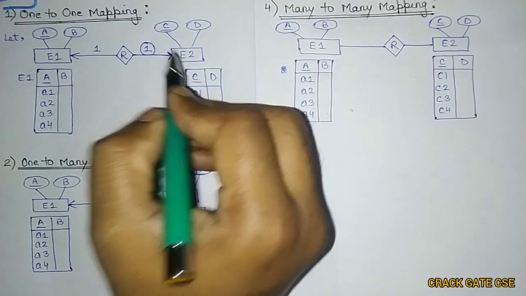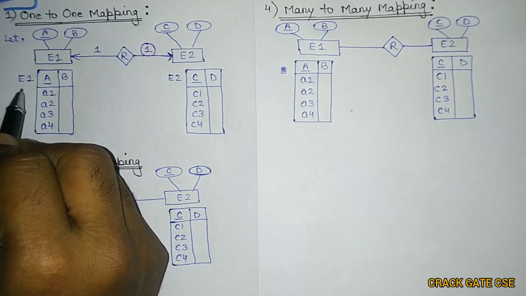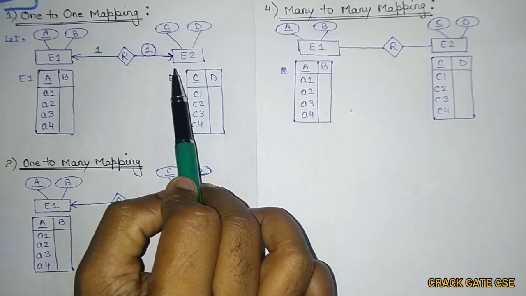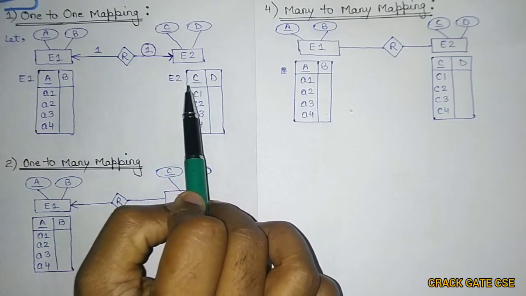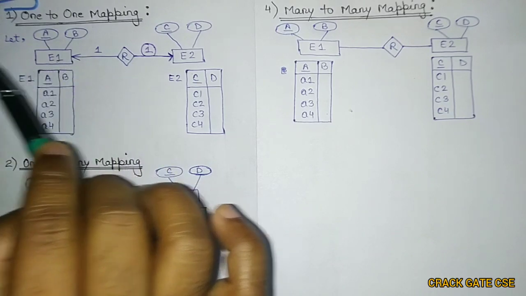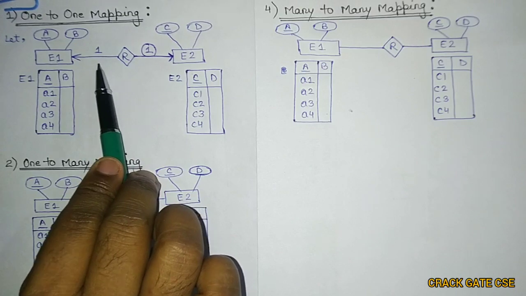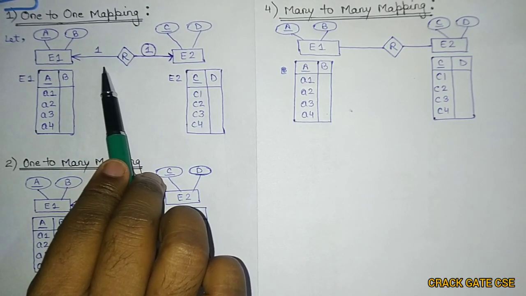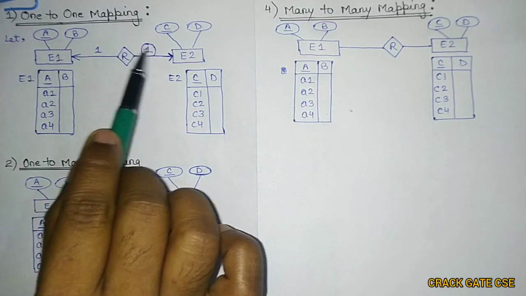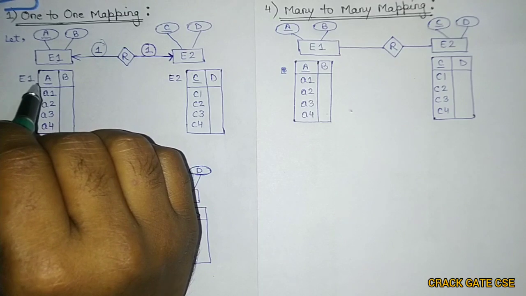So what does it mean? That each entity of E1 is allowed to relate with 1 or 0 entity of the relation, right? And what is the meaning of this one? That each entity of E1 can relate with the entities of E2. So this is for the left-hand side and this one is for the right-hand side.